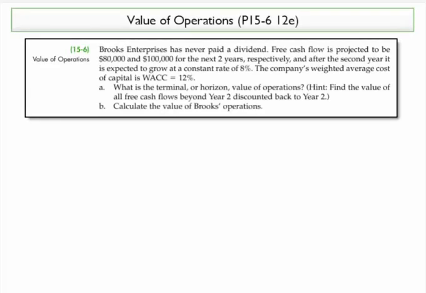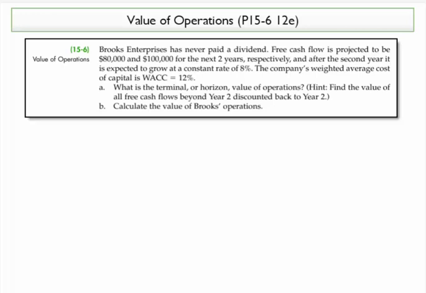Let's take a look at problem 15-6, which deals with value of operations. Brooks Enterprises has never paid a dividend. Free cash flow is projected to be $80,000 and $100,000 for the next 2 years respectively, and after the second year it is expected to grow at a constant rate of 8%. The company's weighted average cost of capital is 12%.